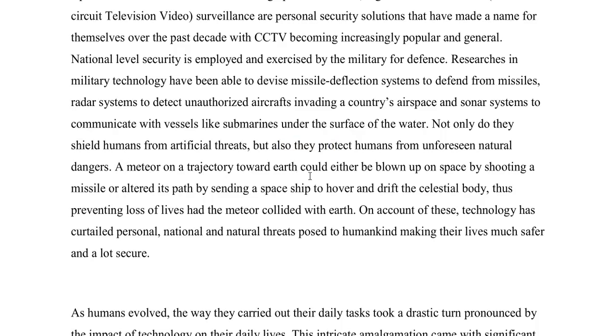A meteor on trajectory toward Earth could either be blown up in space by shooting a missile or have its path altered by sending a spaceship to hover and drift the celestial body, thus preventing loss of lives had the meteor collided with the Earth. So imagine a meteor is coming towards the Earth. We can shoot a missile at it and blow it up in space before it enters the Earth's atmosphere, or we can send a spaceship just to lift it away, just to change its path so that it would not hit Earth as it passes by.